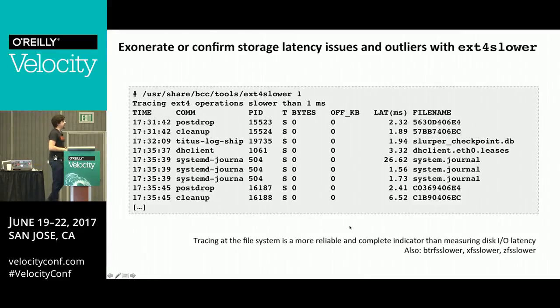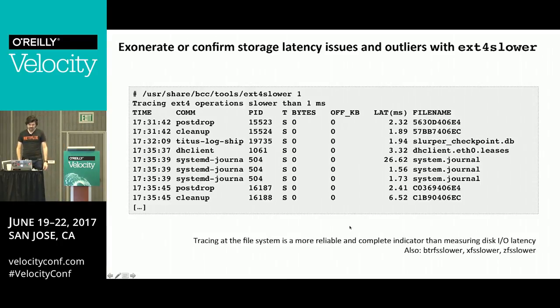Another favorite tool of mine is ext4slower, and I have versions of this for XFS, Btrfs, and ZFS, and I can basically write it for any file system. With ext4slower, you give it an argument, 1 for 1 millisecond, and it will show you file system I/O that's slower than 1 millisecond.